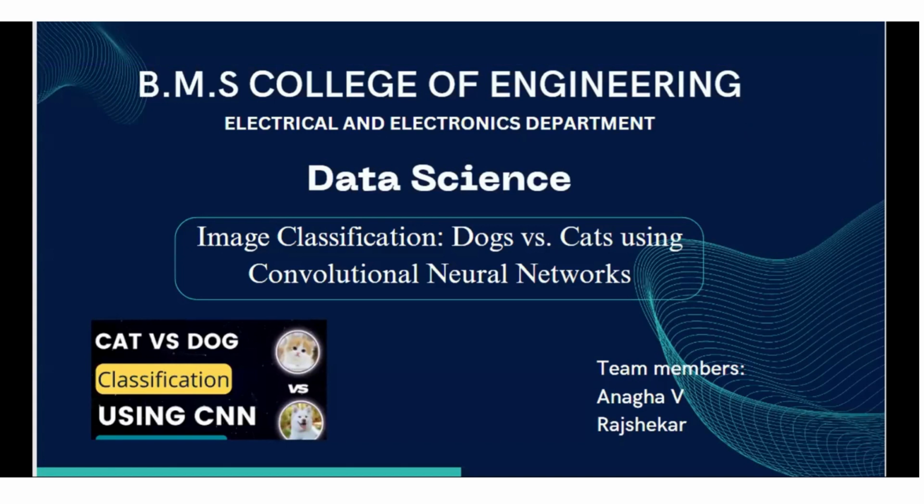Here we have done an image classification of dogs versus cats using convolutional neural networks. Image classification is one of the fundamental tasks of computer vision and data science. Cats versus dogs classification is a popular problem that showcases the capability of CNN in distinguishing between different classes of images. And this also has practical applications in areas such as animal recognition, pet adoption platforms, and automated surveillance systems.